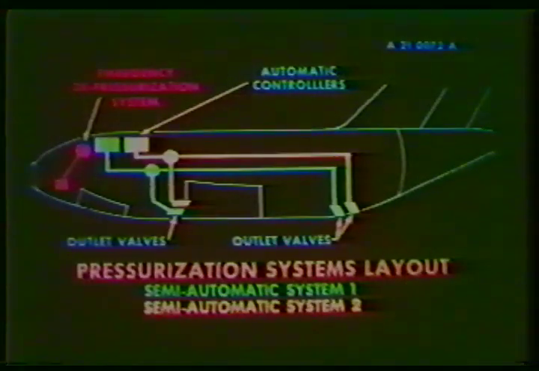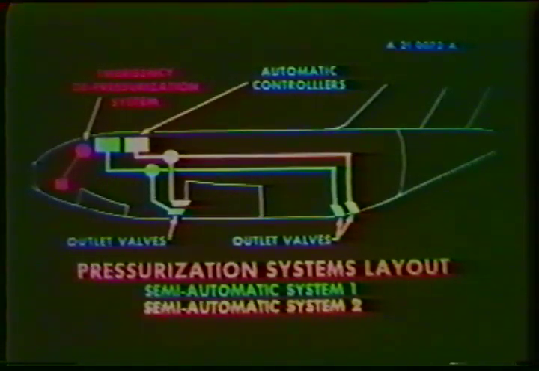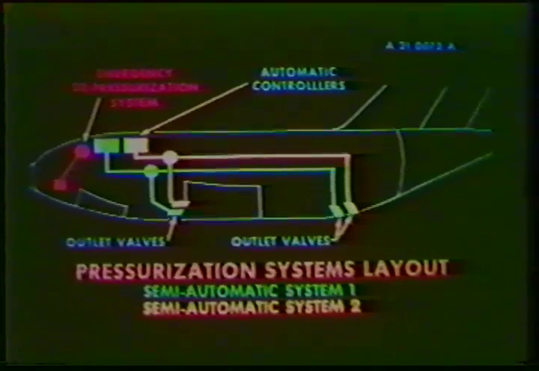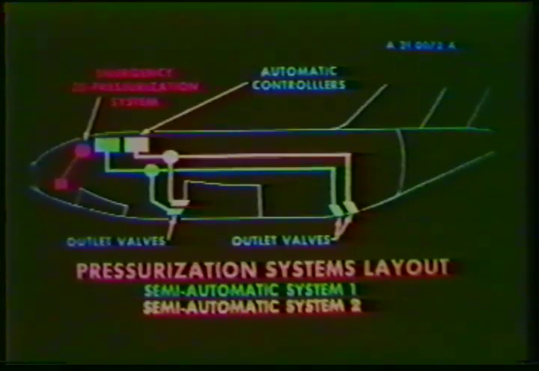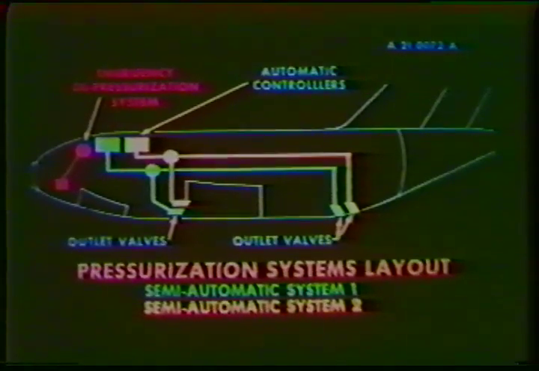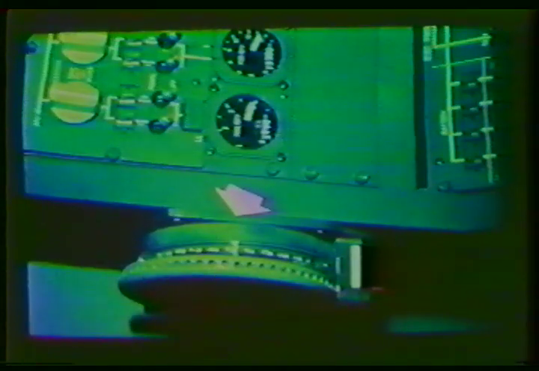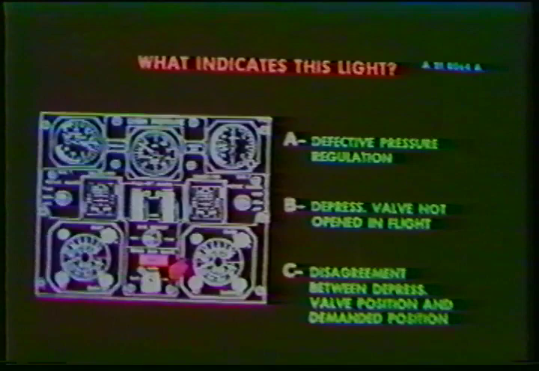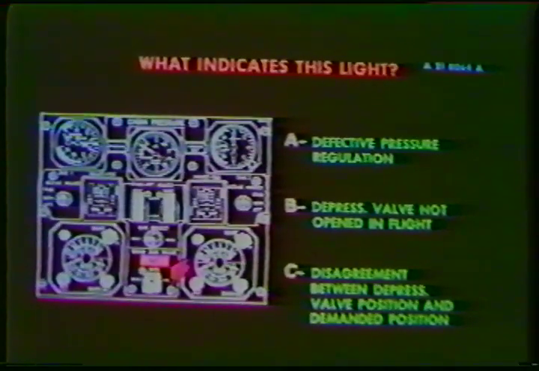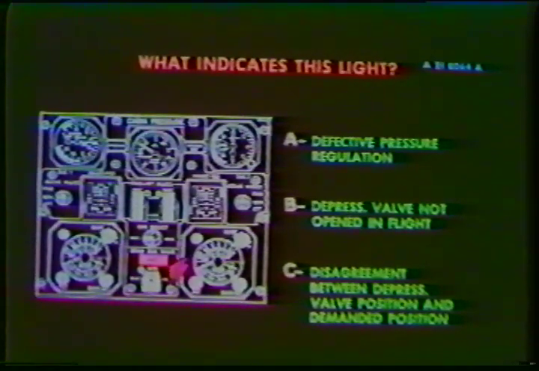If the 2 semi-automatic systems fail, there is still a manually operated emergency system to discharge the air. The valve is controlled by a hand wheel on the left-hand side of the flight engineer's panel. What does this light mean?